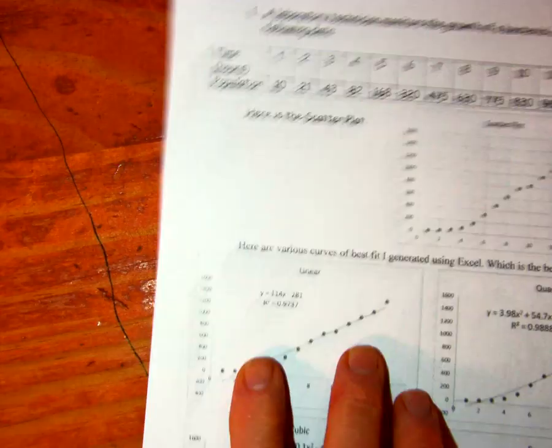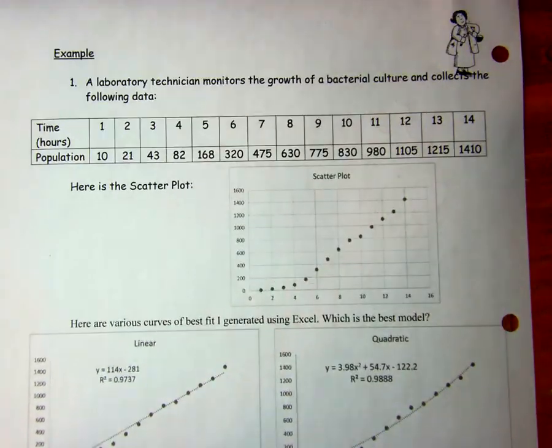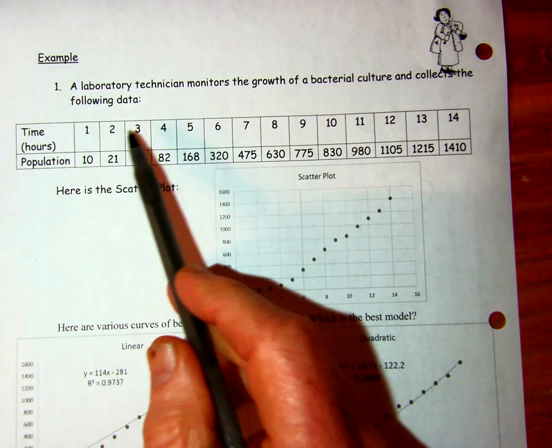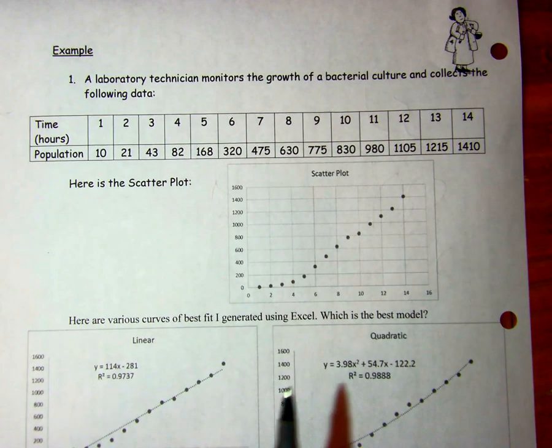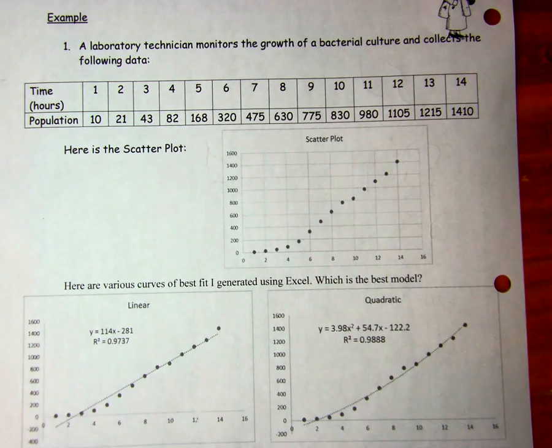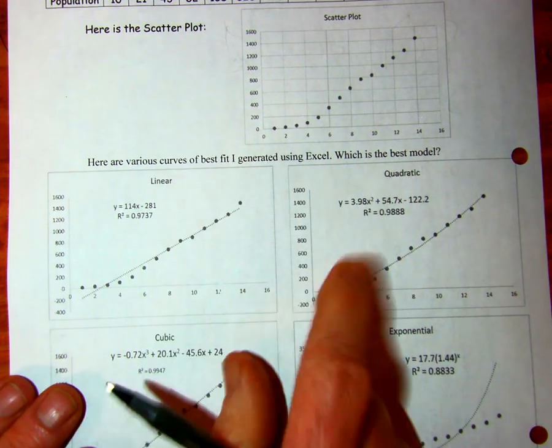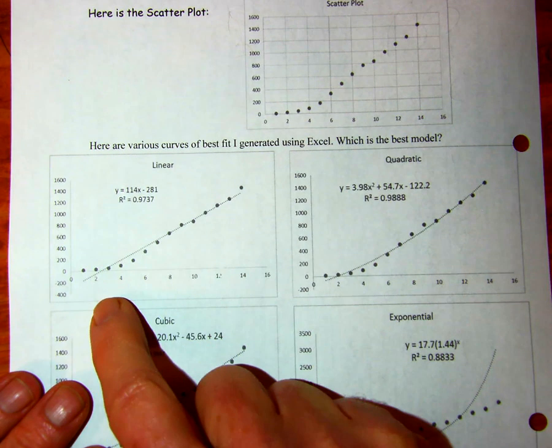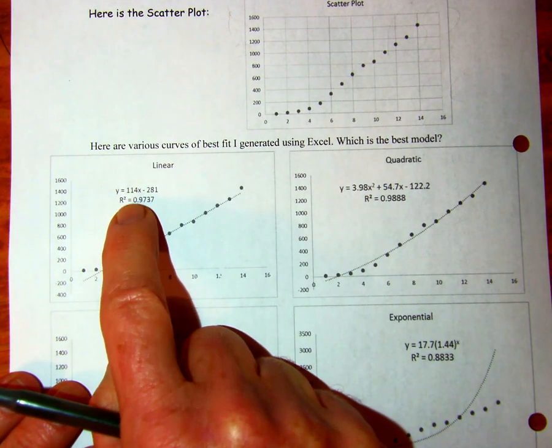So here's some data. A laboratory technician monitors the growth of a bacterial culture and collects the following data. At 1 hour, there were 10 bacteria, at 2 hours, 21, and so on. We go from 1 to 14 hours. Here's a scatter plot of that data. In Excel, I've plotted this, and it's very easy to do. If you have a spreadsheet, you guys did it with that initial correlation assignment. If you do a line of best fit, a trend line, you get an equation and an r squared value.